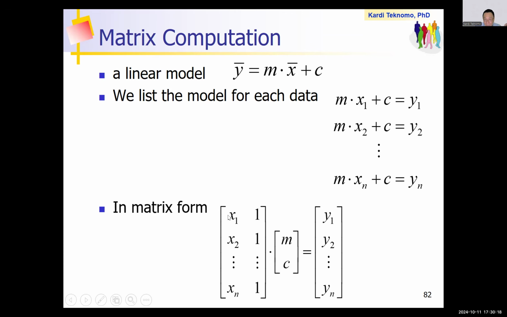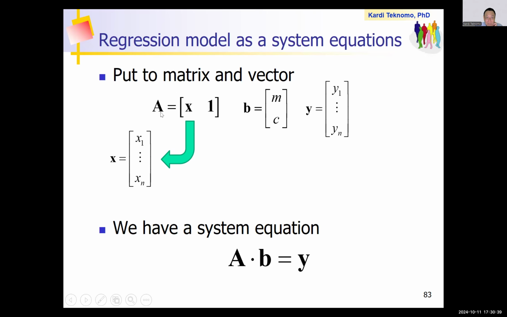So you will have this one, x1 times n plus c times 1. Then you have the factor here. And then on the right hand side, you put back into a factor also, y1 until yn. So in the matrix form, basically you have a matrix A with x and 1, and then you have a vector b, and then you have a vector y. In that case, you can see you create a system of equations: A times b equal y.